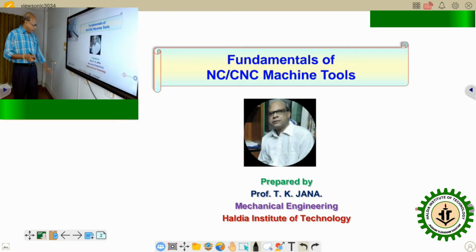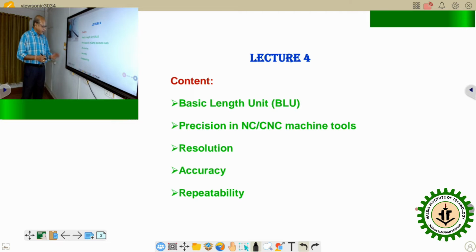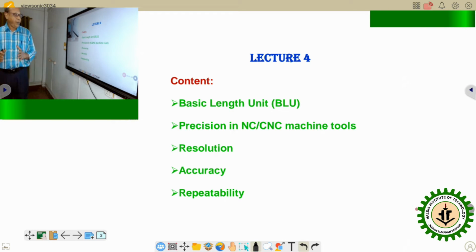Now today we will go for some calculations, or the quantitative aspects, of the NC CNC machine. To start with, today we will discuss what the basic length unit of NC CNC machine tools is, and most importantly, what the different parameters are which ought to be considered to capture the precision in NC CNC machine tools.